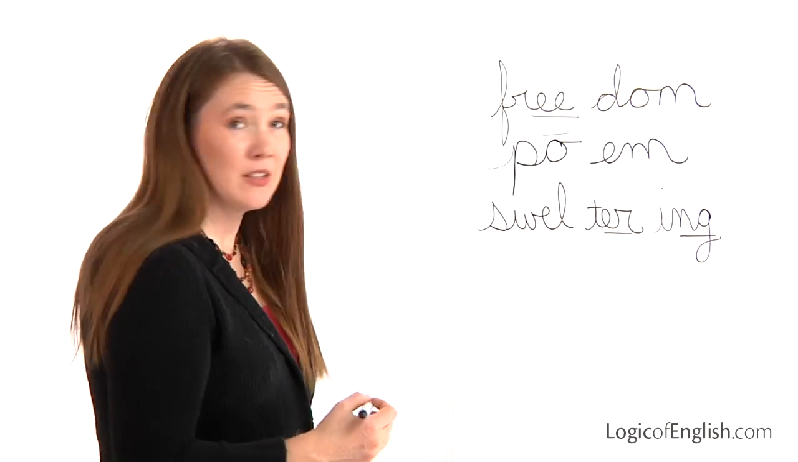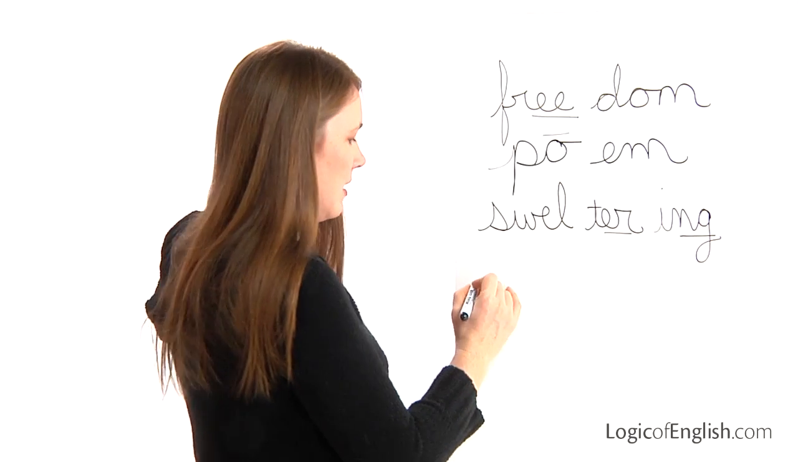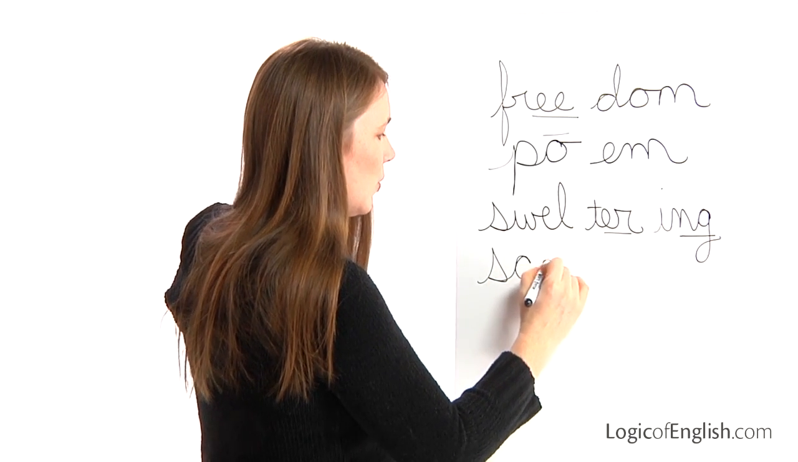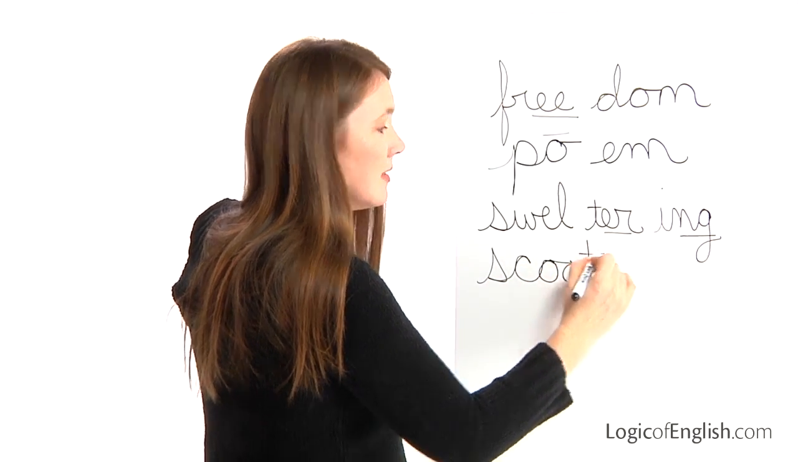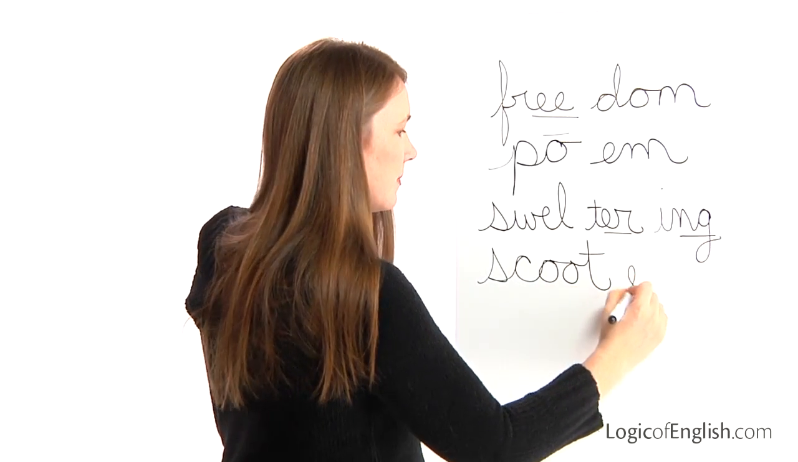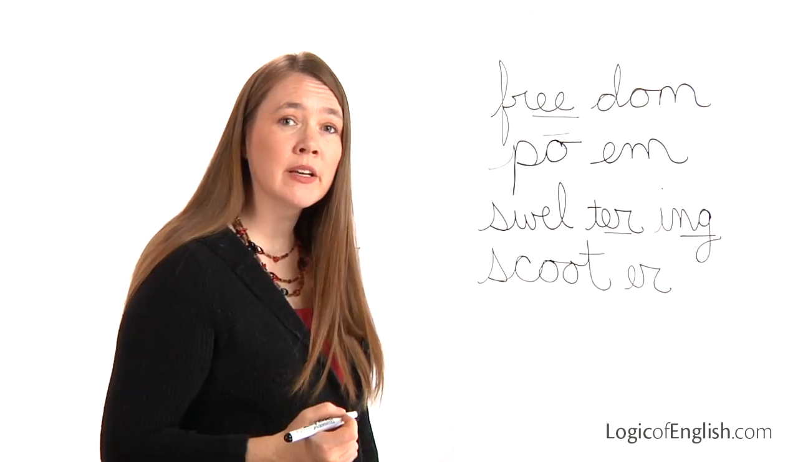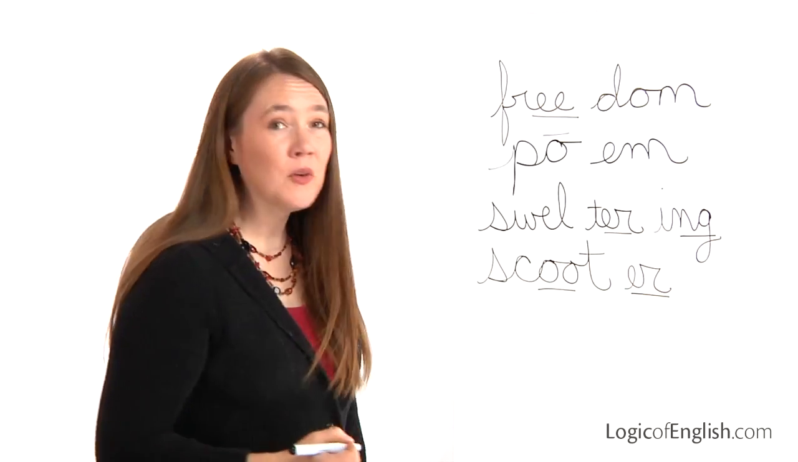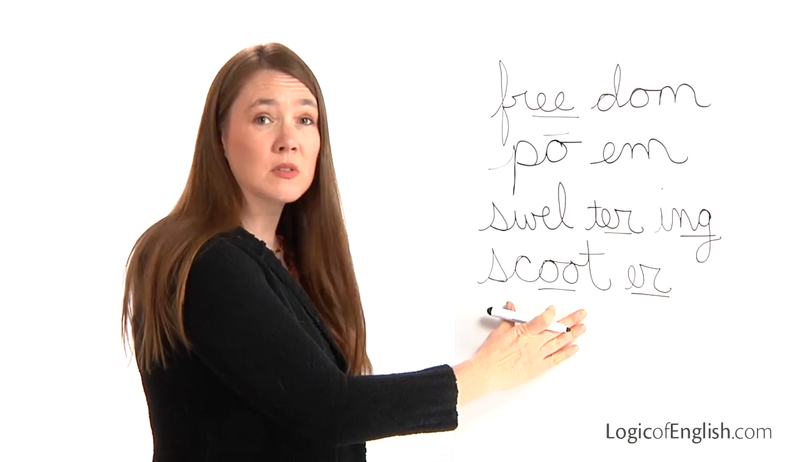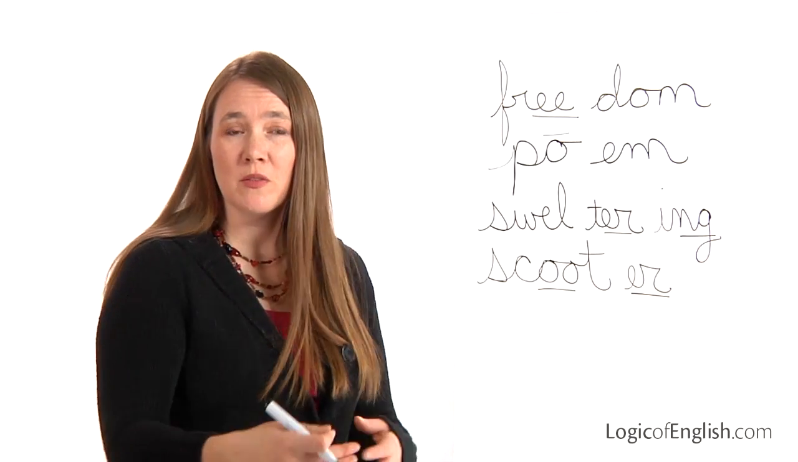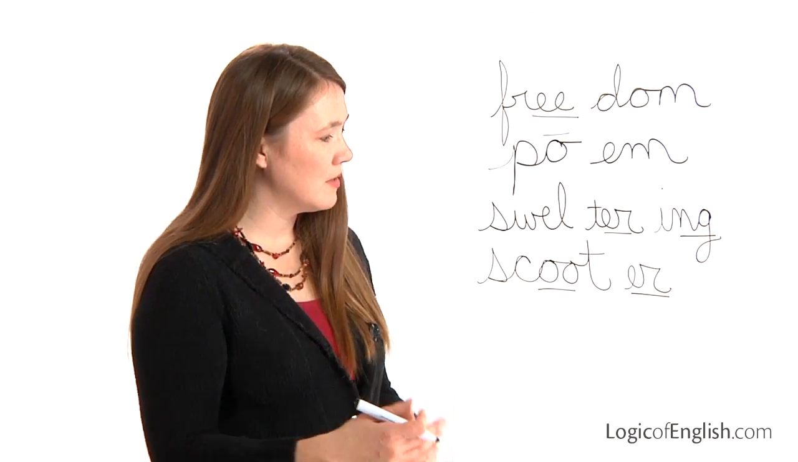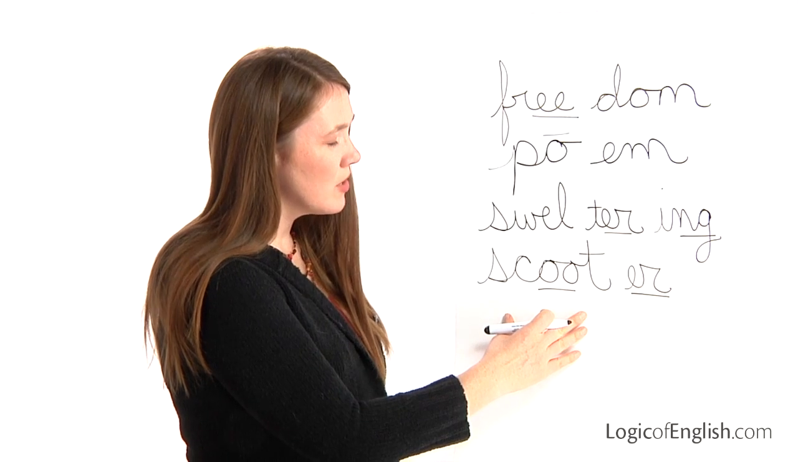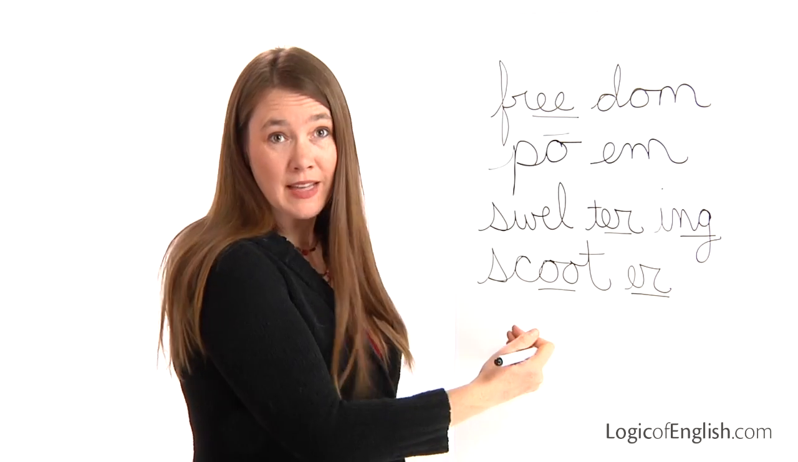And now help me to write it. The first syllable is scoot. S-k. Oo. T. The second syllable is er. And how will we mark it? We'll underline the oo and the er. Now, what is the root of scooter? It's scoot, which means to kind of move along slowly or sometimes on your knees. A scooter is something that scoots.